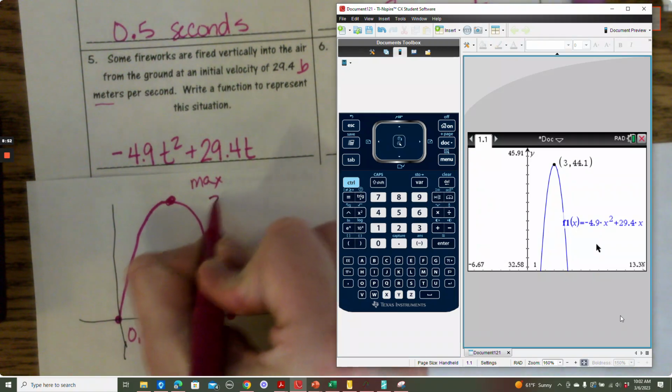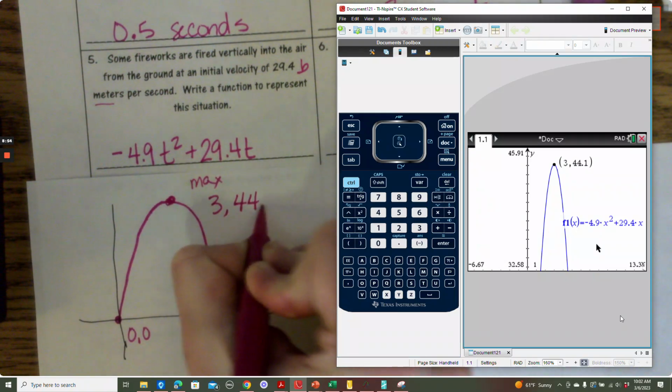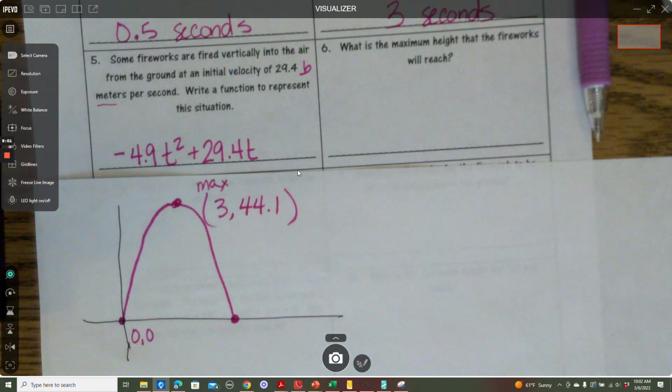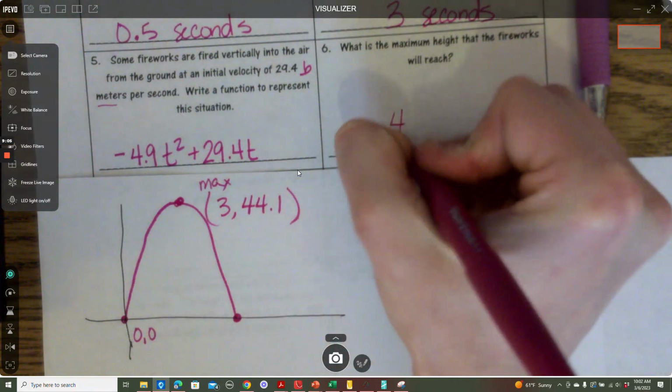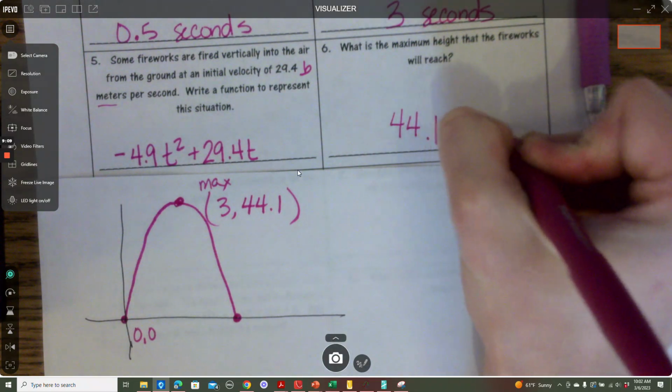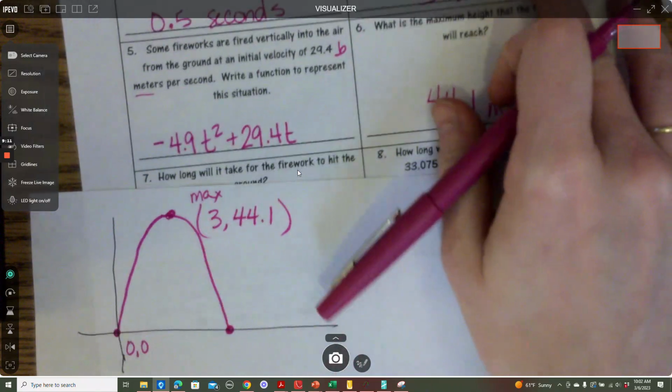You've got to be able to see that point on the graph. All right, so that point is 3, 44.1. So what's the maximum height they're going to get? 44.1. The second number is your height.